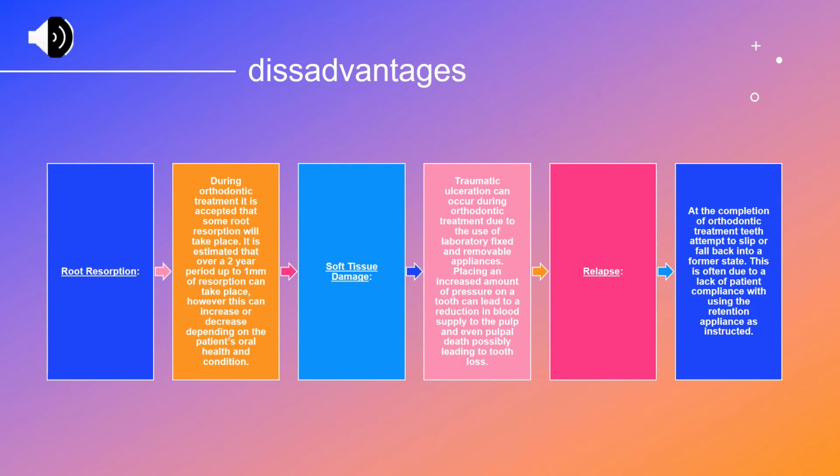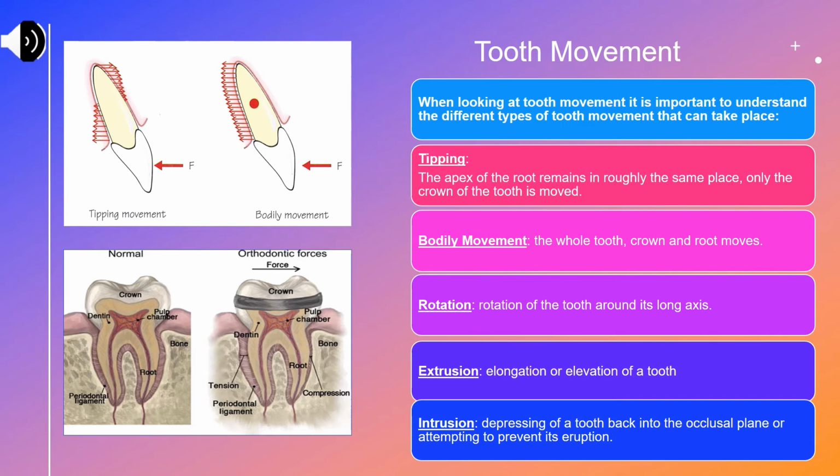The reason why we term orthodontics as a specialized branch of dentistry is because it demands extra training in order to adequately treatment plan and understand the complexity of achieving the correct treatment for that particular patient. There are some disadvantages to orthodontic treatment. Some of these can be root resorption, soft tissue damage, and relapse. This slide illustrates some of the most common types of tooth movements that are available to us.